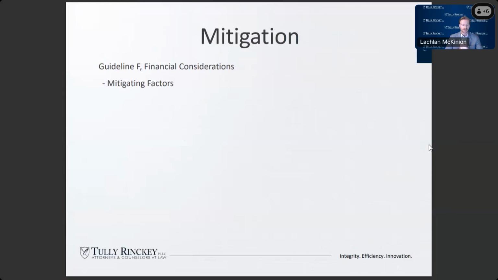Another way is that the financial problems were largely beyond your control. So some examples of this would be loss of employment, business turned down, an unexpected medical emergency, a death, a divorce, circumstances that you would not have otherwise suffered, right? You can't account for a death. You can't account for some emergency medical situation that may result in medical debts. That's beyond your control. And so that is one way that you can mitigate concerns as well.